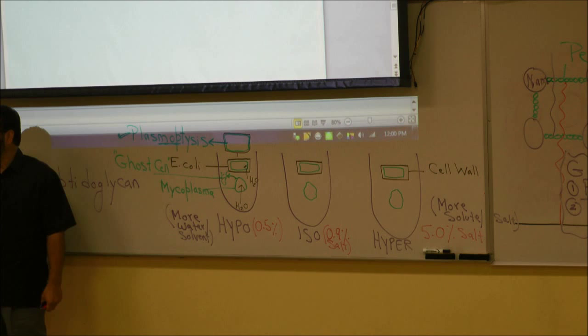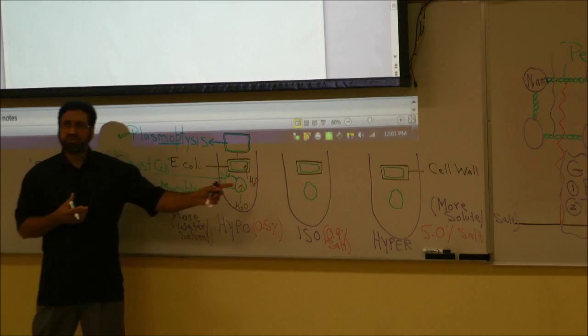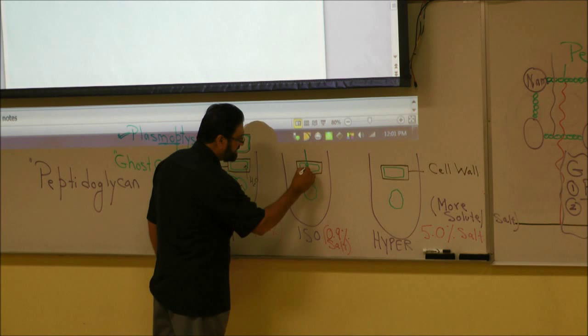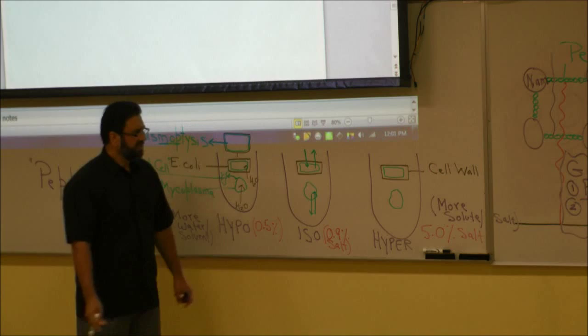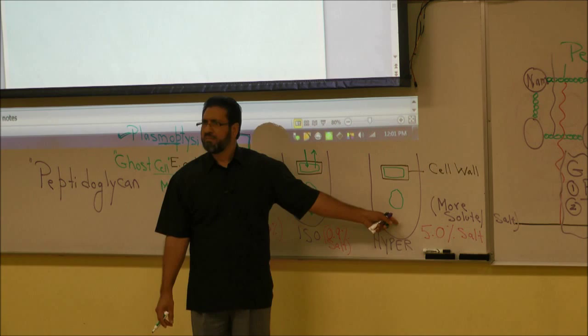Make sense? How about isotonic solution? Both cells will maintain their shape because the net gain and loss of water is the same. So both will maintain shape. Hypertonic solution. Which one? It will shrink too?